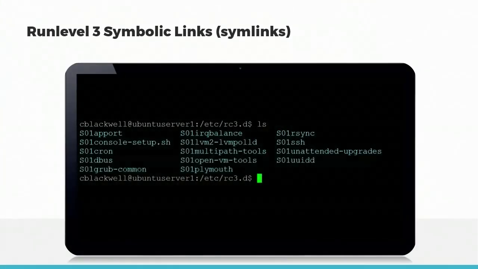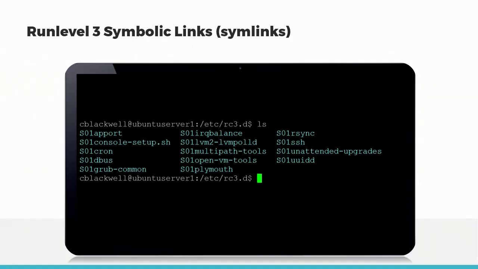Here we've got a screenshot of run level 3 symbolic links, otherwise called symlinks. We'll be talking about symbolic links and hard links later. For now, just understand it's generally similar to a Windows shortcut in that it points to a file elsewhere. Here we have a number of files in the /etc/rc3.d directory, the run level 3 directory.